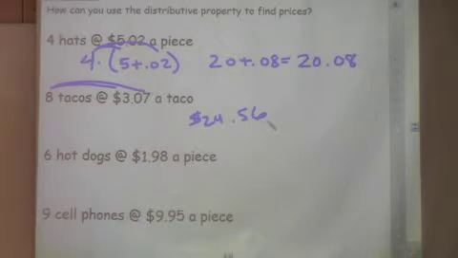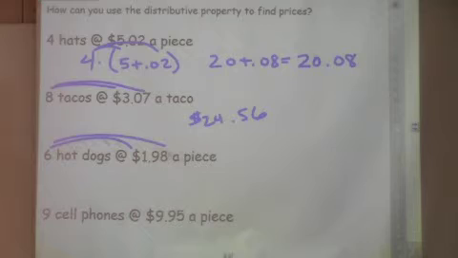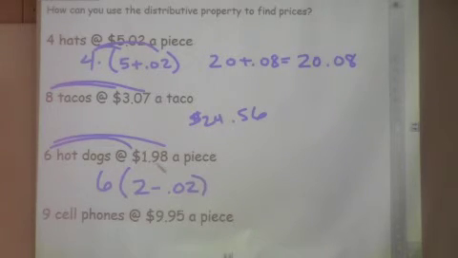Mental math. How about, this is a little different though, 6 hot dogs at $1.98 apiece? That's tough. How else could you think about it? You could do 6 times $2 and then minus the 6 cents. She's right, $1.98, she's saying, that's just $2 minus 2 cents.